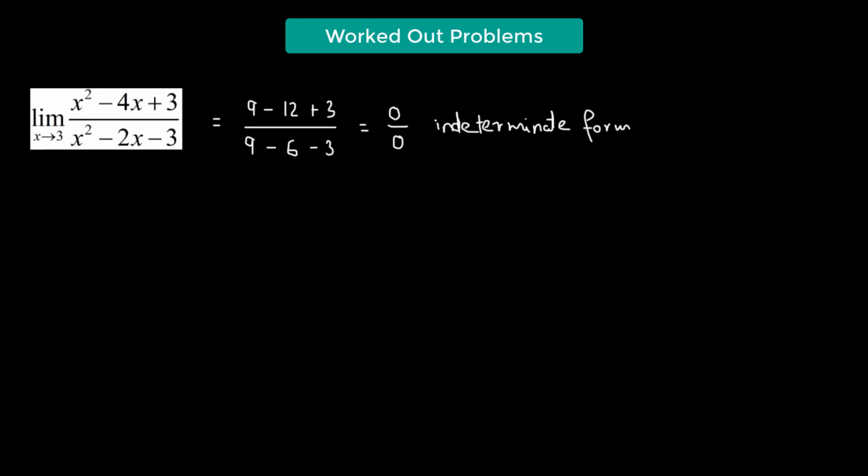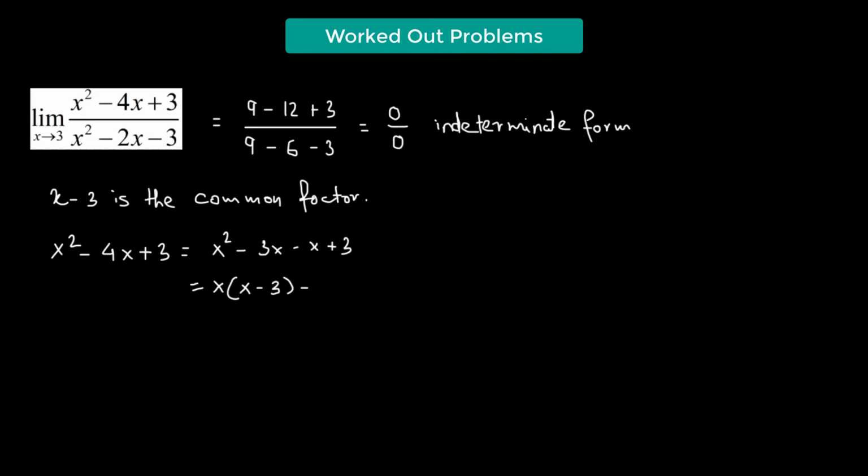Now we have to factorize both the numerator and denominator and get rid of the common factor. So here x minus 3 is the common factor. So we begin by factorizing the numerator. So we have x squared minus 4x plus 3. So we're going to factorize it by splitting the middle term. So we get x minus 3 times x minus 1.